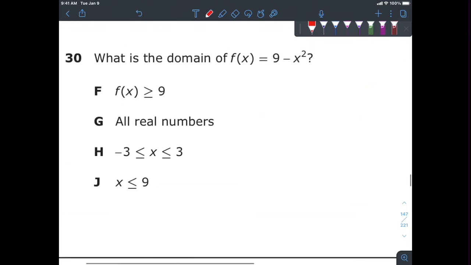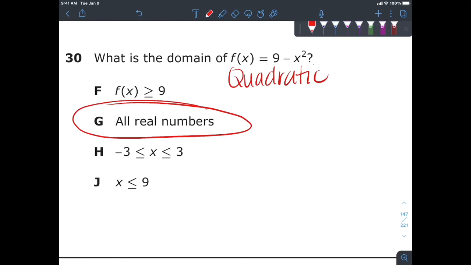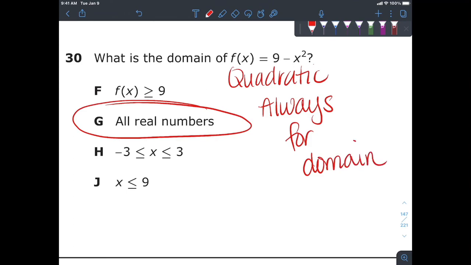Number 30. What is the domain of this function? This is a quadratic function. Always, all real numbers for my domain. The only time that you will see it not be that is if the graph has breaks in it. They did not identify any breaks, so this is all real numbers.